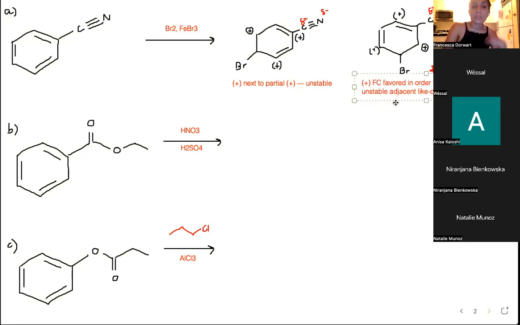I mean, if you put it in some similar way in different English words, as long as you're getting to this point, then this is the right way we're doing it. Okay, again, usually meta is favored to avoid the positive being next to the withdrawing group. Okay, does that make sense, guys?